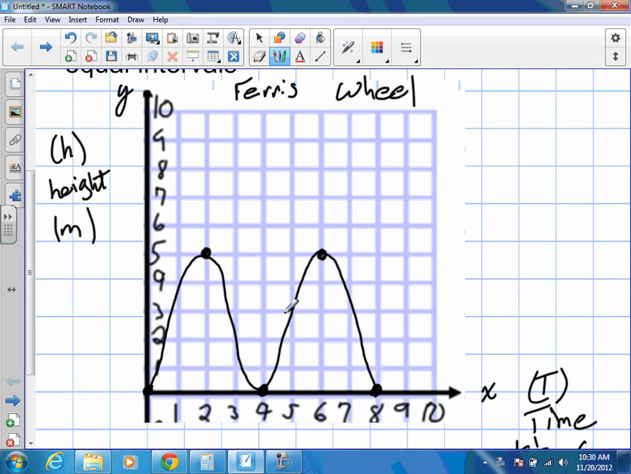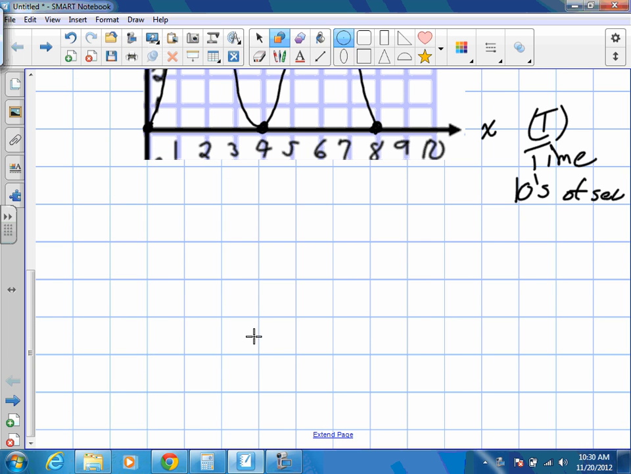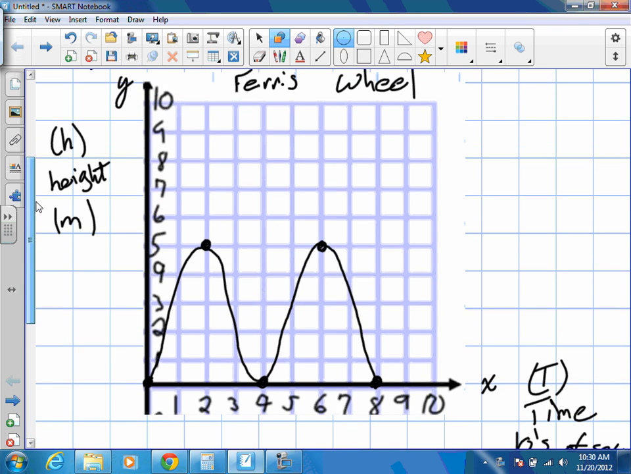Now we know that a Ferris wheel normally is what shape? Square. Good. Okay. We have a Ferris wheel. What we're going to do is try to figure out the information about this Ferris wheel from the graph we have here.